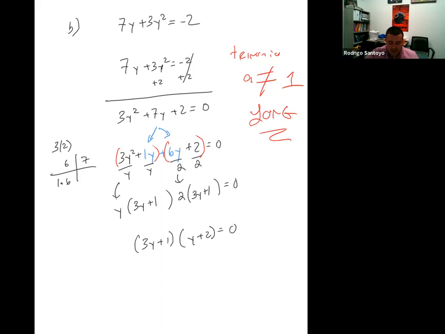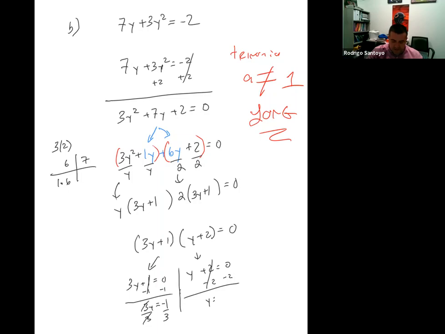And now we can go ahead and solve for the first one, solve for the second one. All right, so you subtract 1, you get 3y equals -1. And then we divide by 3, giving us an answer there. The other one is a little easier: subtract 2, and get an answer of -2. So answers are -1/3 and then -2.